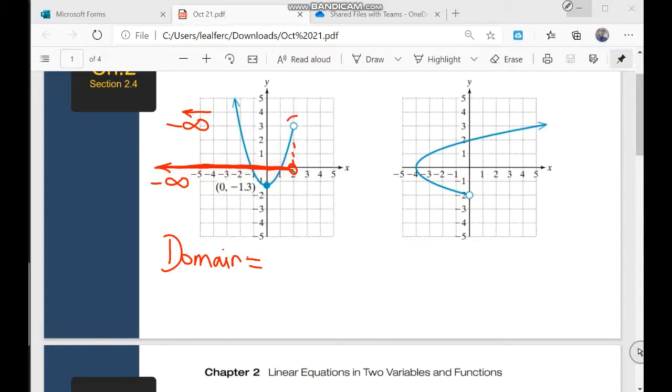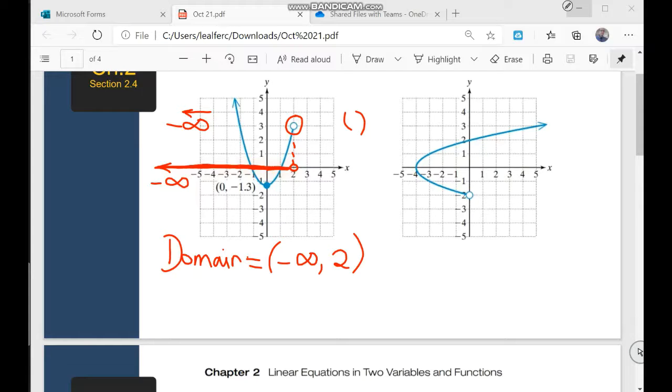But there's an open dot. Open dot means parentheses. So the domain starts at negative infinity and stops at this open dot, on the number here, which is 2, right? Open dot on 2. When you have an open dot, it's parentheses.